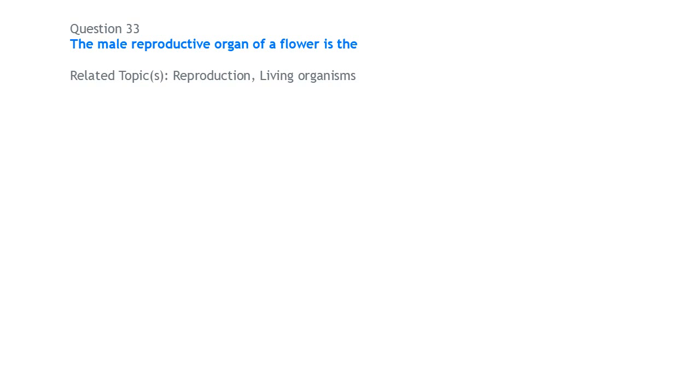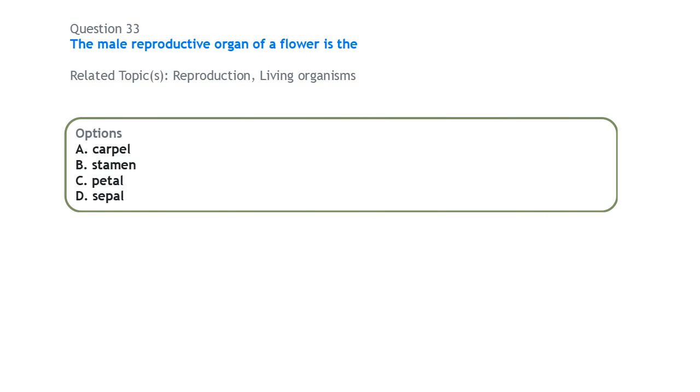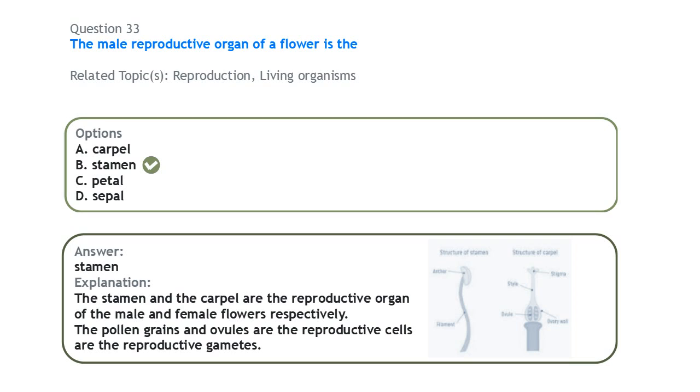Next, also on reproduction, the male reproductive organ of a flower is the stamen. The stamen is the male reproductive organ of the flower, while the carpel is the reproductive organ of the female flower. The stamen is of the male flower, while the carpel is of the female flower.